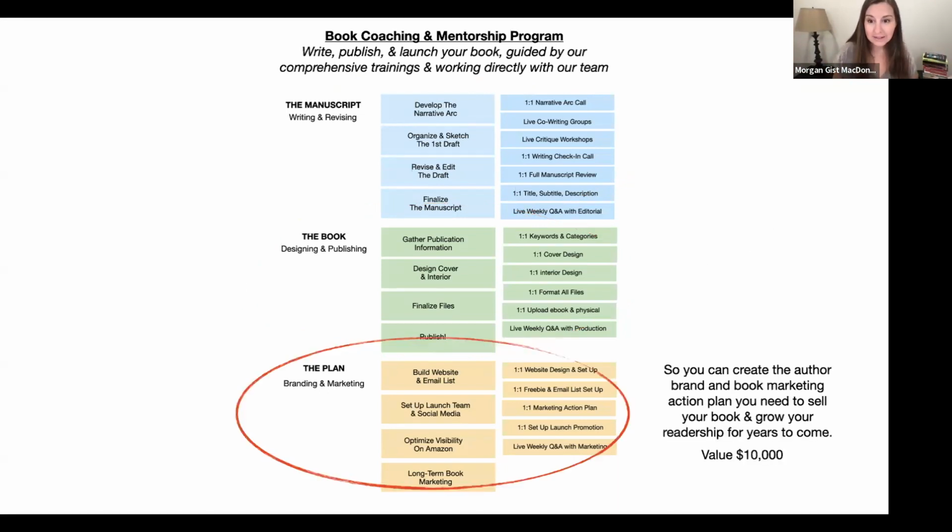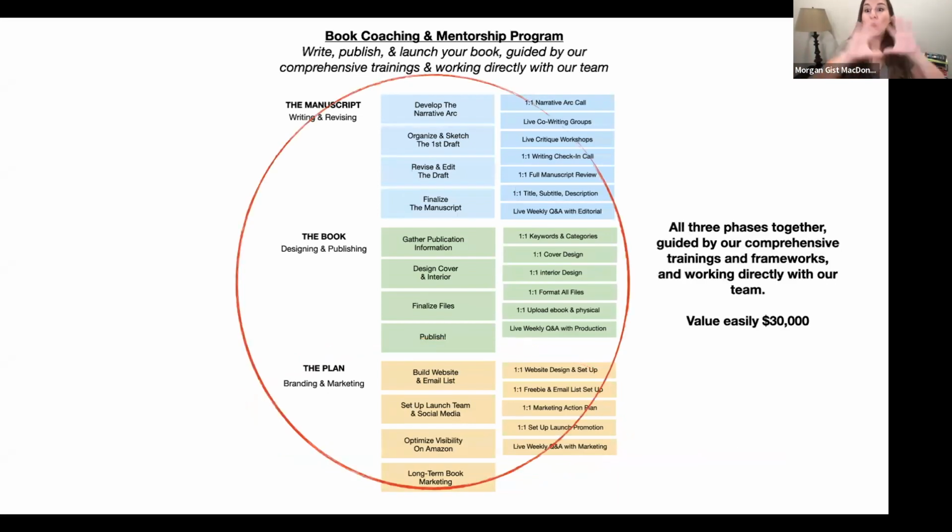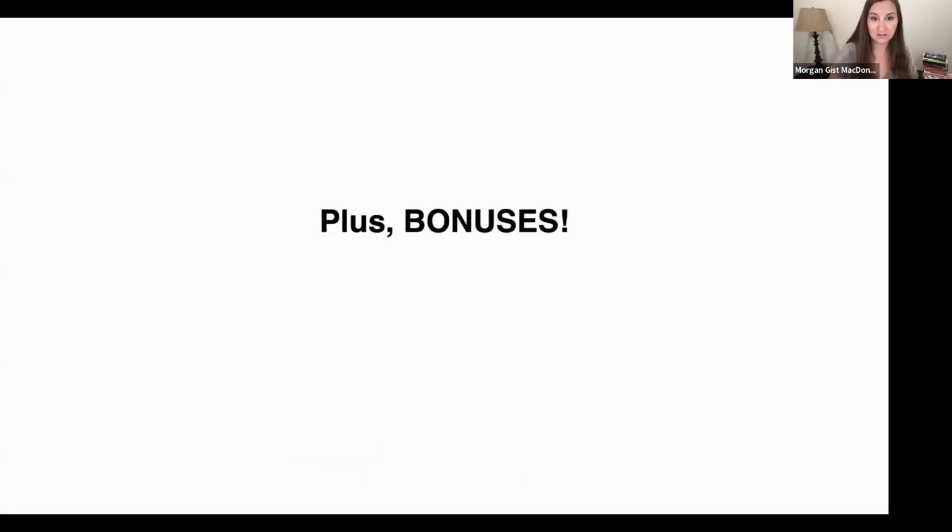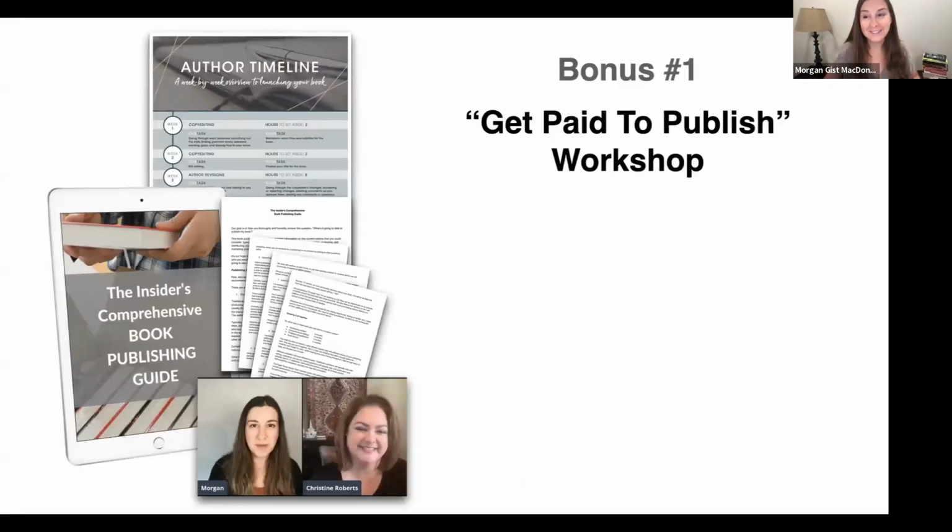The plan, so that you can develop your author brand, your action plan to find your book readership. Again, easy, another $10,000 value. All three phases together, guided by, yes, a whole library of trainings and frameworks. And you can see from all the one-on-ones that we'll be plugging in for all these important pieces in your book journey, value is easily $30,000. Plus some bonuses. I told you it was going to be worth it to stick around.